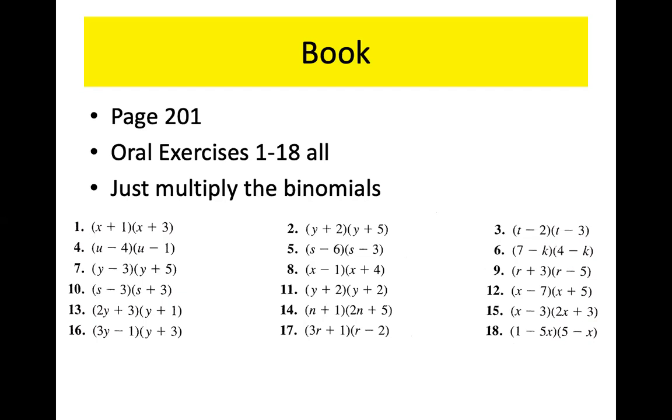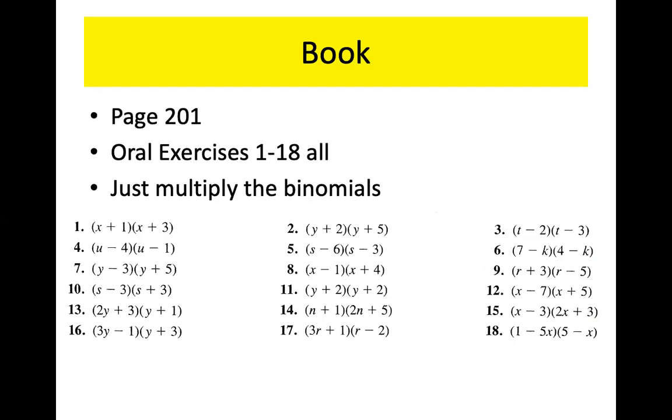Now, the goal here is to do the whole thing without any scratch work. So we're going to do that. I'm going to walk you through each one. Rowan gets to pick. Which one are we doing first? We're going to do number 1 first. So grab your pencils. Let me walk you through it.